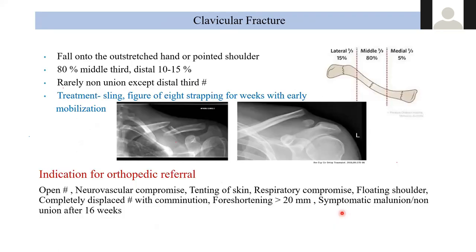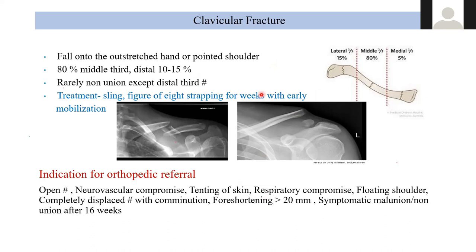So when you come to clavicular fractures, they usually occur from a fall onto an outstretched hand or a pointed shoulder. There are three types of fractures, where the most common is the middle third fracture, about 80%. Lateral clavicular fractures are about 15%, which involve the ligaments and are sometimes unstable, and might need surgical intervention. Rarely is there non-union, except in the distal third, as I said.